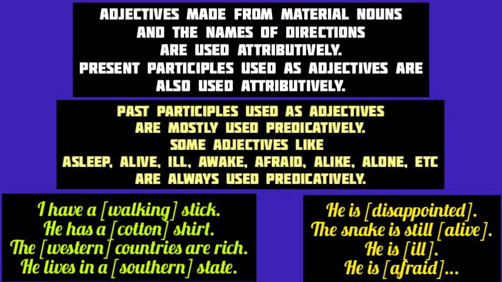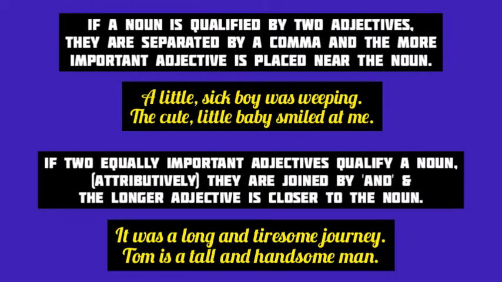Remember, these qualitative adjectives are never used attributively, or before the nouns they describe in the sentence. For example, the snake is still alive, he is ill, he is afraid, and so on. We don't use alive, ill, afraid, and the other above mentioned qualitative adjectives before the noun they describe in the sentence. In this video, we are talking about the position of adjectives.